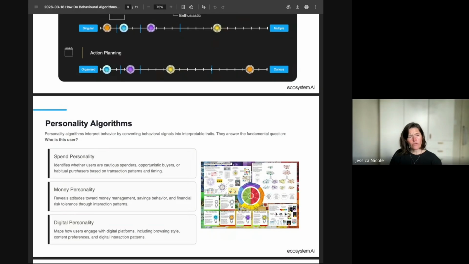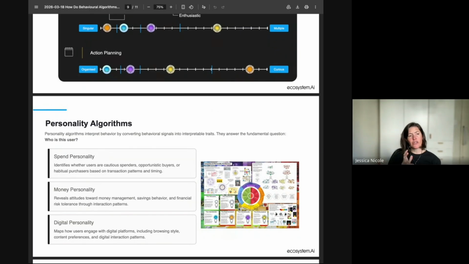Now, there's also the money personality, and the money personality is about the bigger picture. It's about seeing somebody's relationship to their money. It's more than just spend. It is also the ways in which people save, invest their money, the risk levels at which people interact with their finances. And yeah, it gives you a more holistic view of a customer.